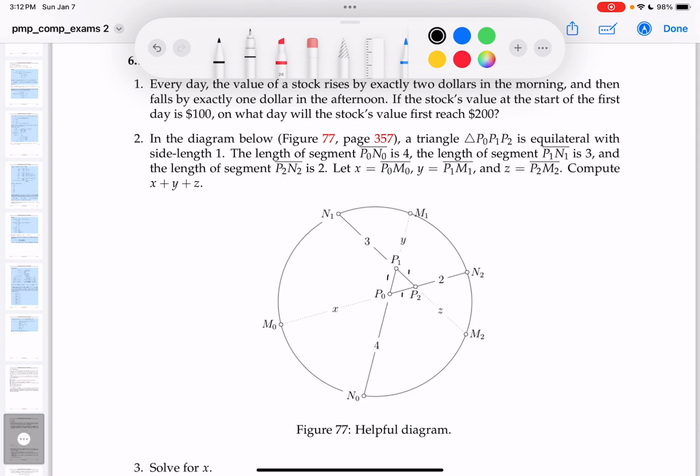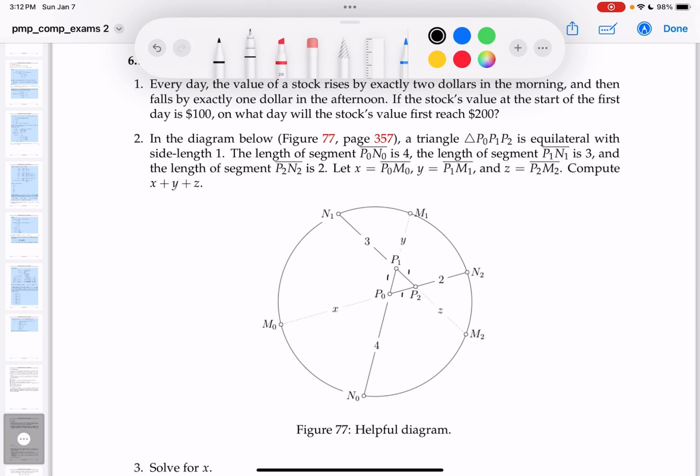P0, N0, let me look at that. Yeah, see it's labeled 4, and P1, N1 is 3. Let me just take a look at that. P1, yeah, I see that 3. And P2, N2 is going to be 2. And it's nicely labeled, by the way. It's a nice, easy diagram to look at.